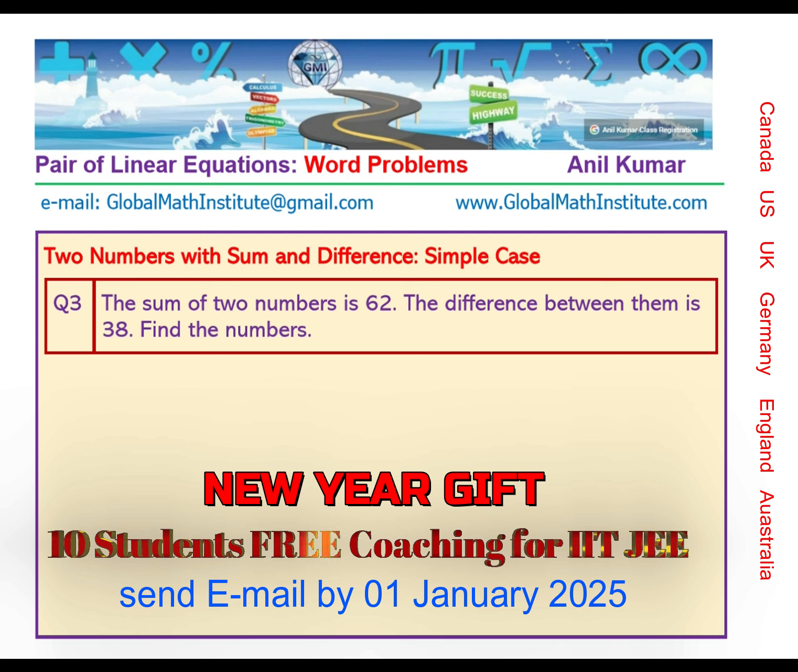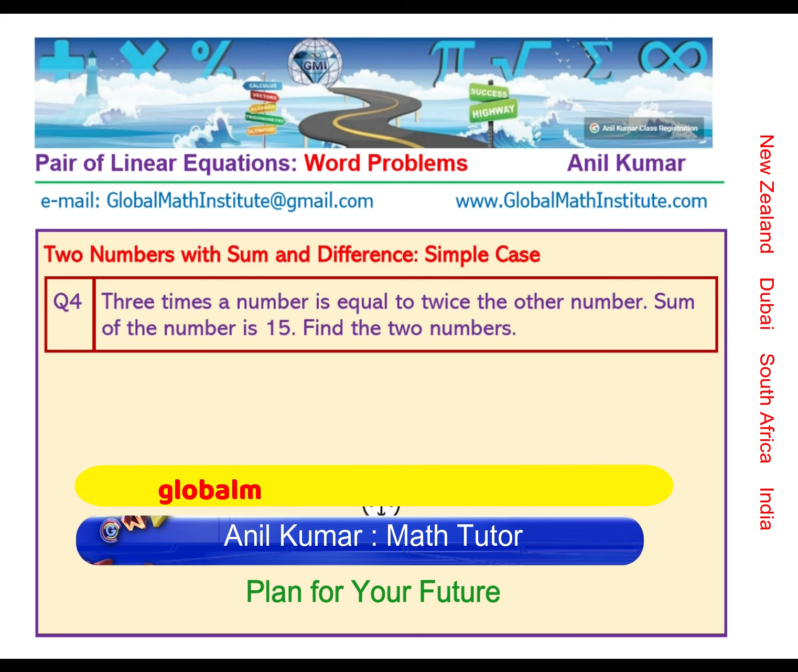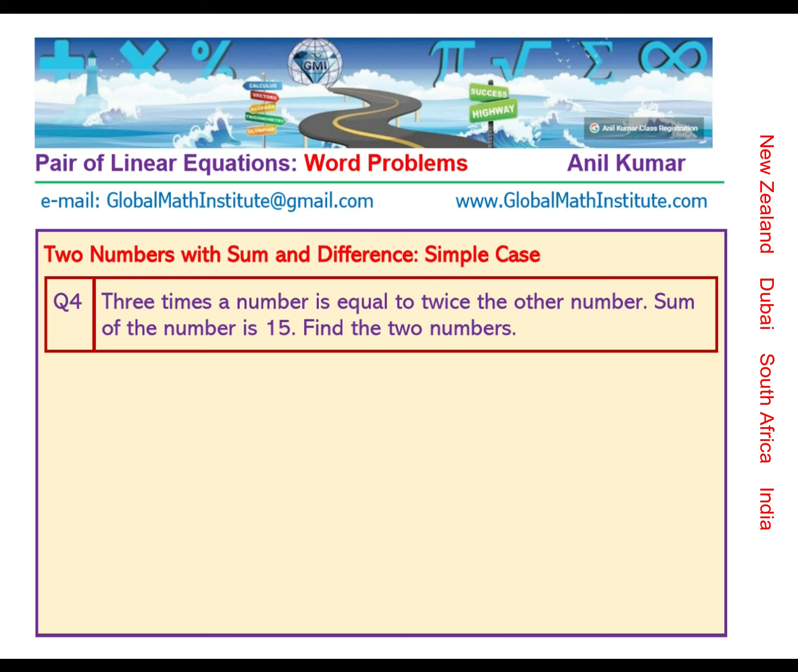Here is question number 3, which is also very similar. The sum of two numbers is 62. The difference between them is 38. So this time x plus y is 62 and x minus y is 38. So you can once again solve them, get your answer. Not difficult at all. So now you have understood the basic steps. Let's complicate the statements a bit more.